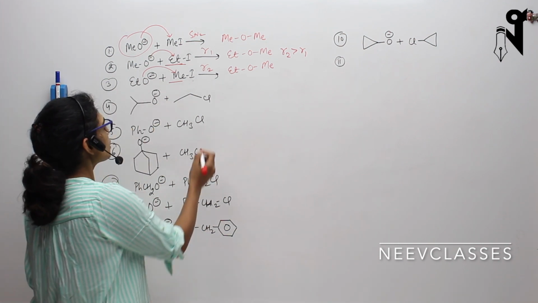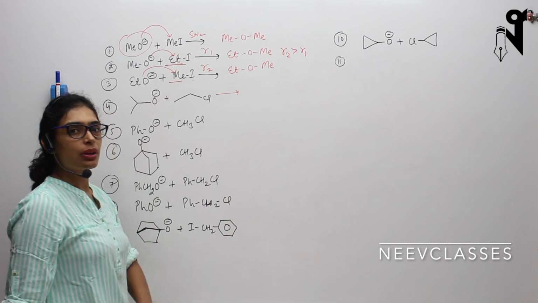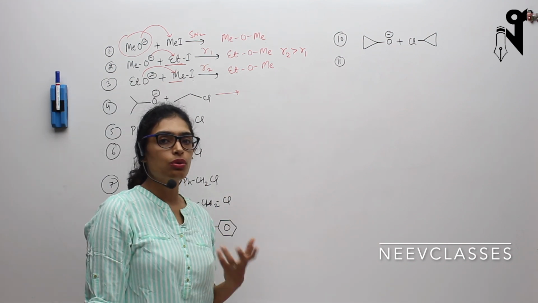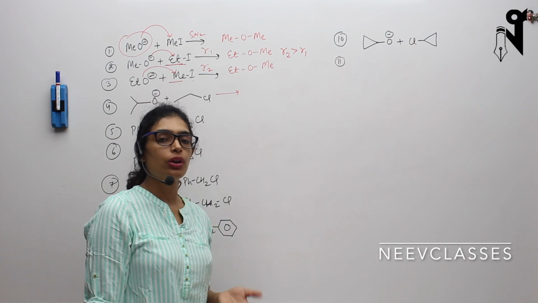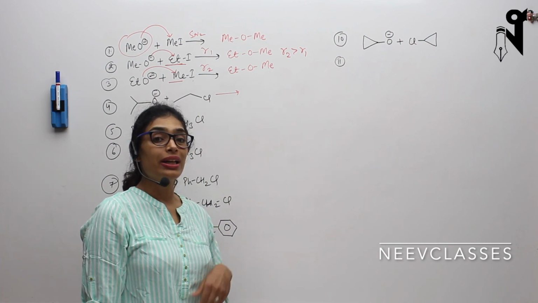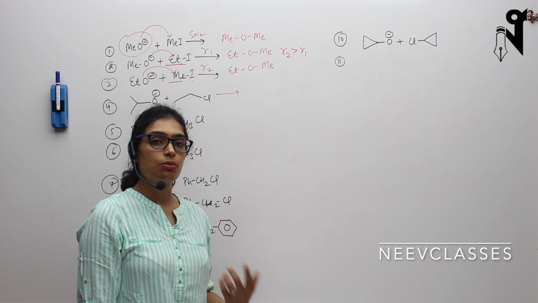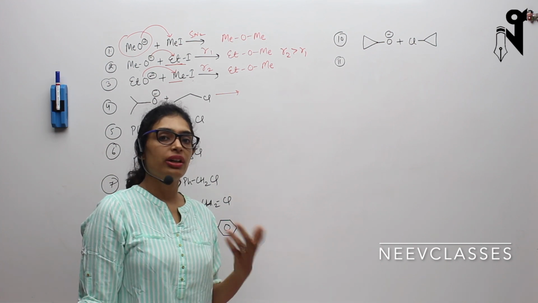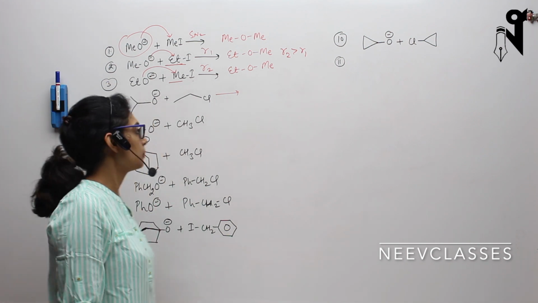These kinds of questions have been asked many times, where the products formed are the same and you have to just compare the rate of the reaction. So you have to see where the attack is happening, where the nucleophile is attacking, what kind of carbon it is, whether the crowding is more or less. On that basis, you will be able to decide which rate will be faster and which will be slower.